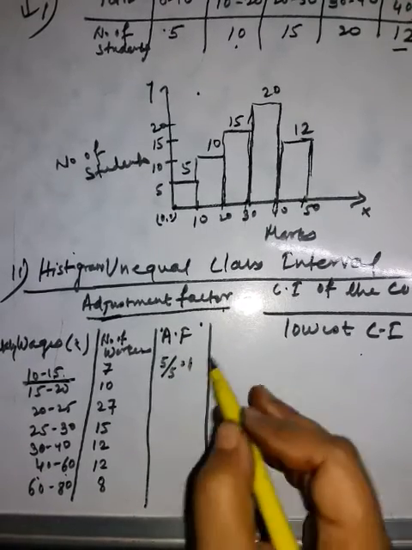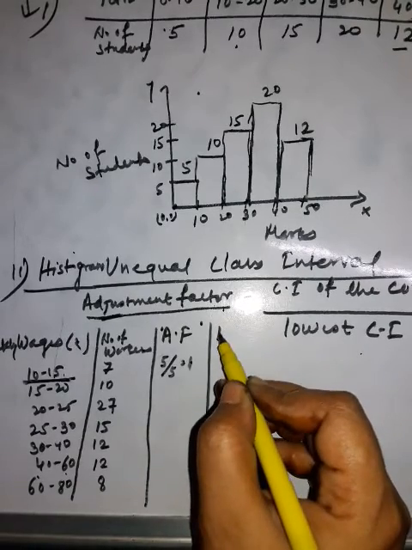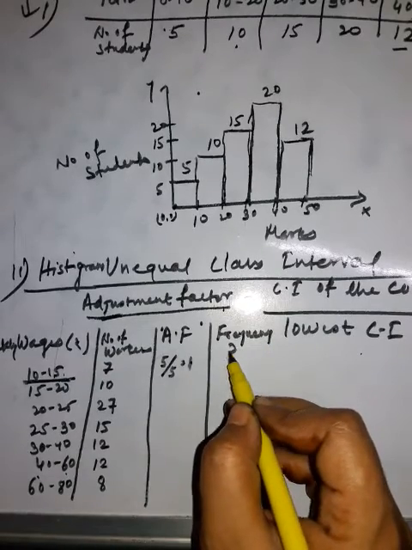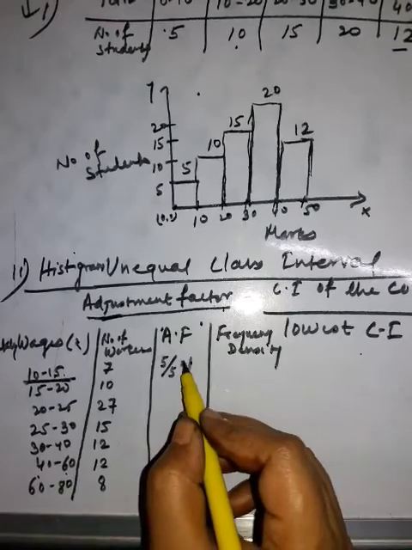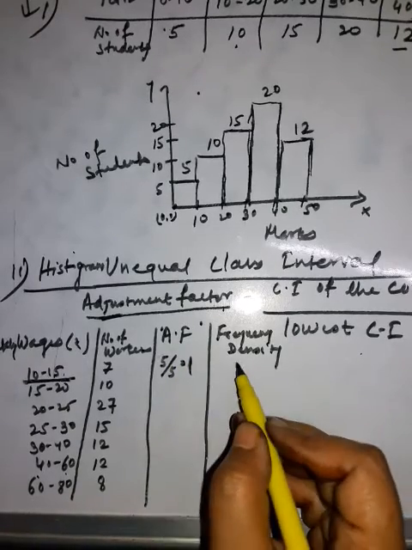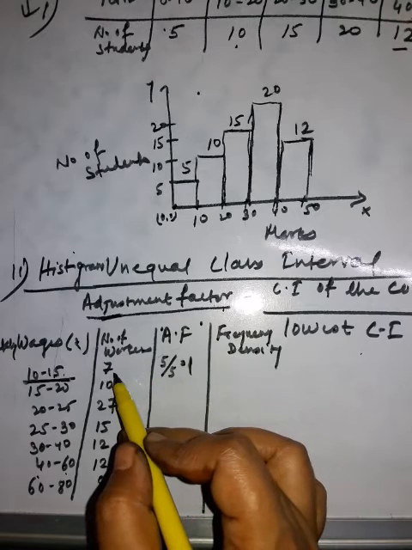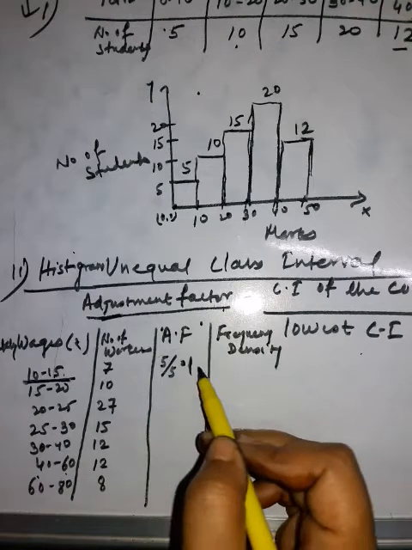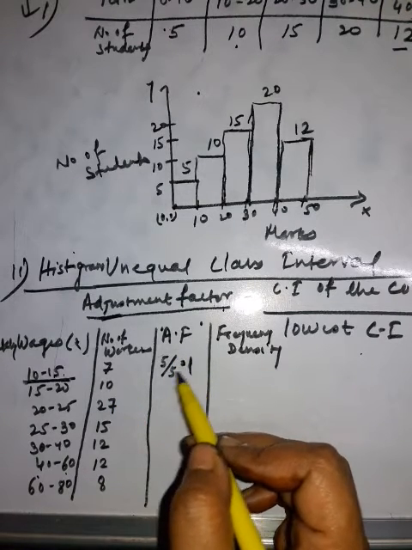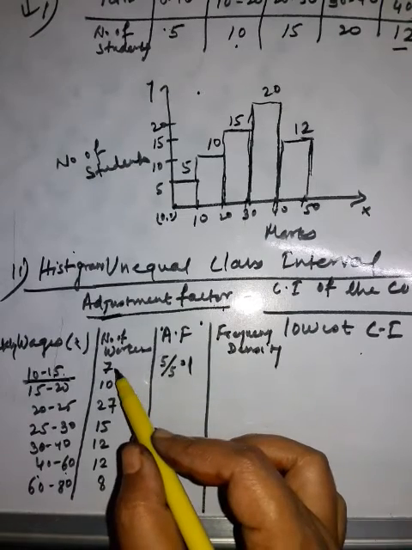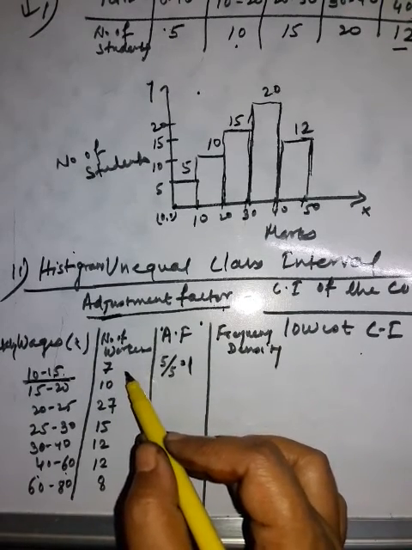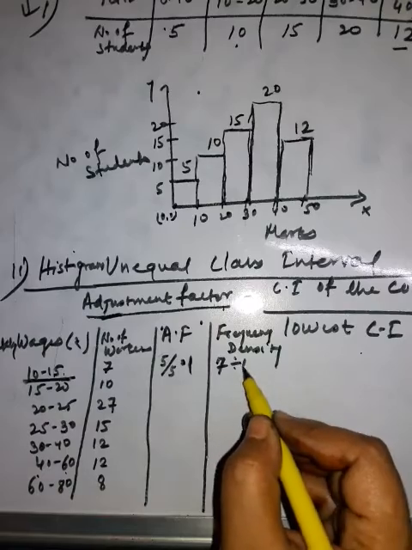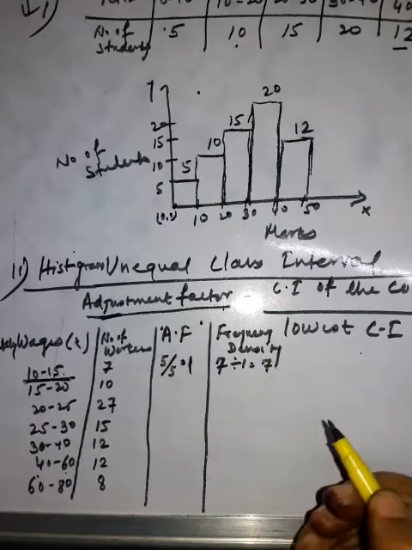Then we have to find the frequency density. We have to adjust the frequency according to the adjustment factor. So first we find the adjustment factor, then the number of workers, that is the frequency, will be divided by the adjustment factor. So here 7 divided by 1, you will get 7, that is the frequency density.